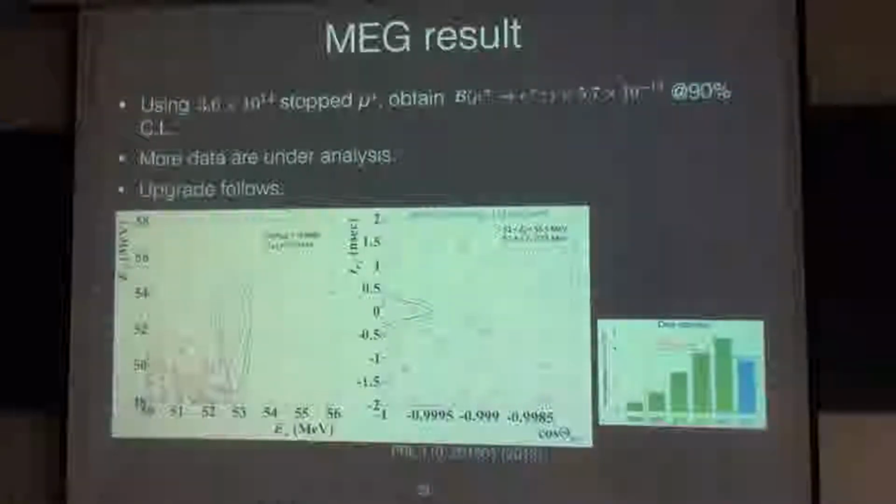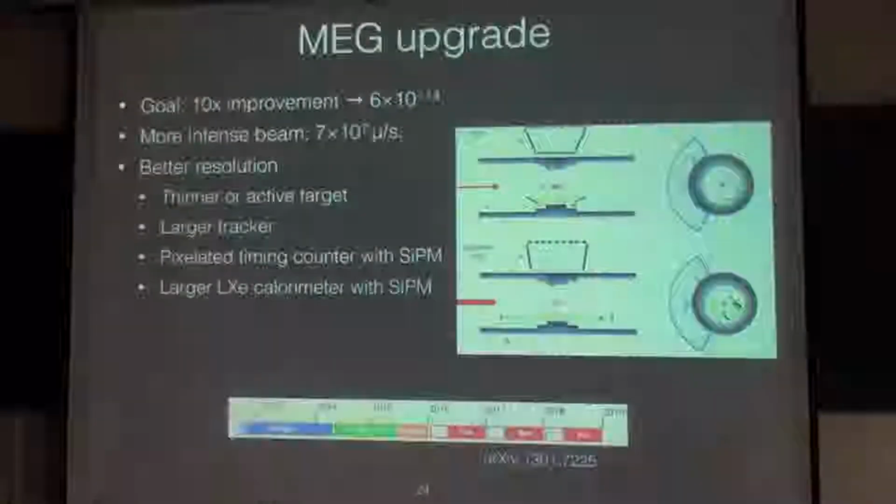Table of all the data. They have 3.6 times 10 to the 14 stopped muons, and their sensitivity, their upper limit, is 5.7 times 10 to the 13. Okay, and this is their data points, E gamma, the E, and the angular distribution. So the signal region is nothing. They will certainly have an update with the double data set, and they already have the upgrade in plan.